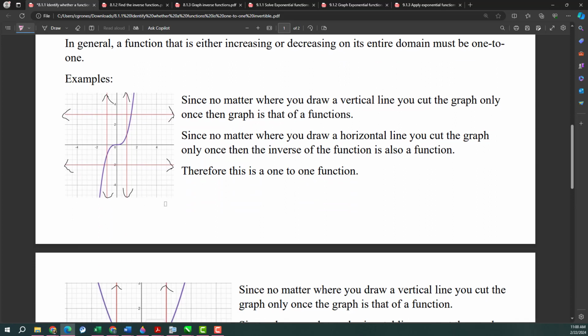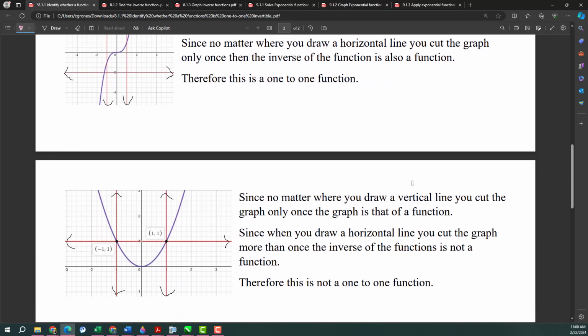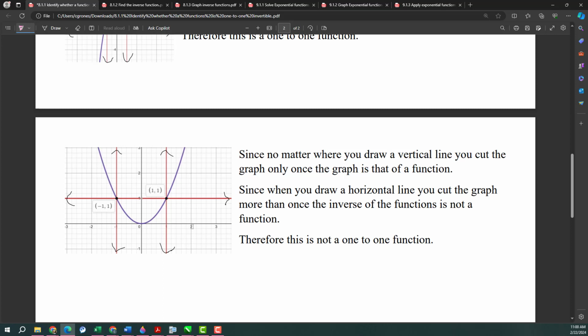So there is an example. It says no matter where you draw a vertical line, you can cut the graph only once. And then no matter where you draw a horizontal line, you cut the graph only once. So therefore, this is a one-to-one function. The next one is an example of what is not a one-to-one function. It does not pass the horizontal line test.